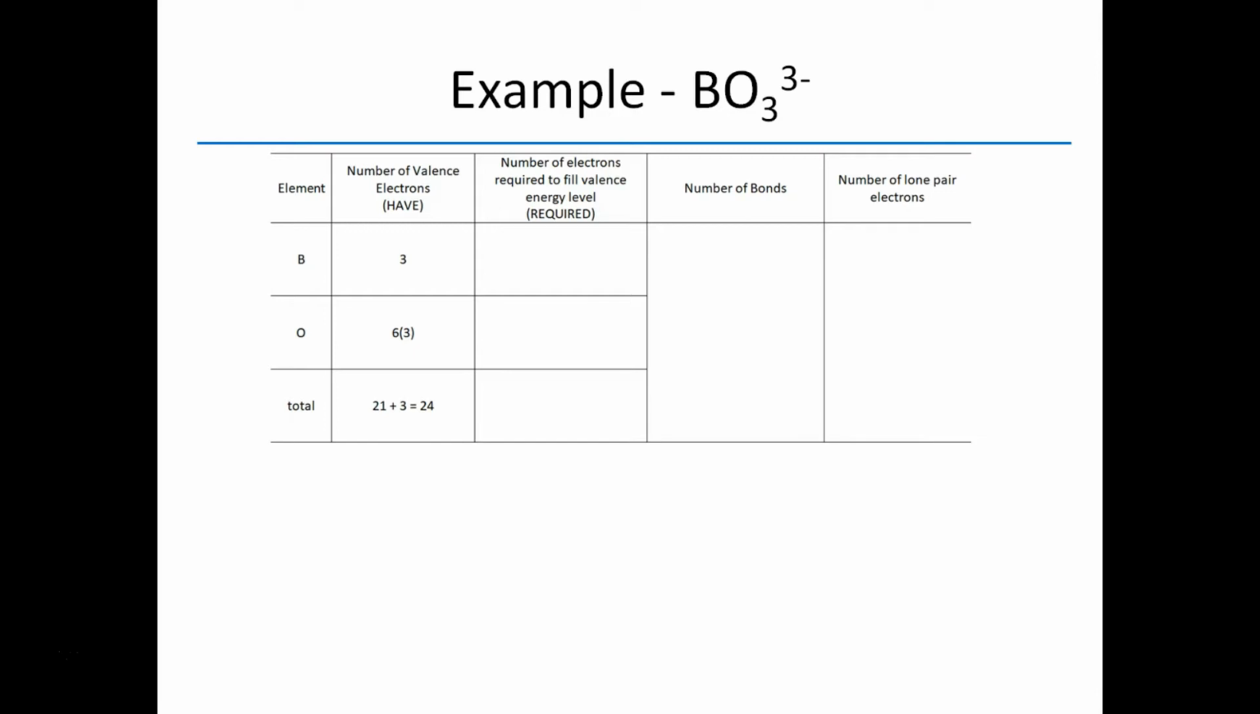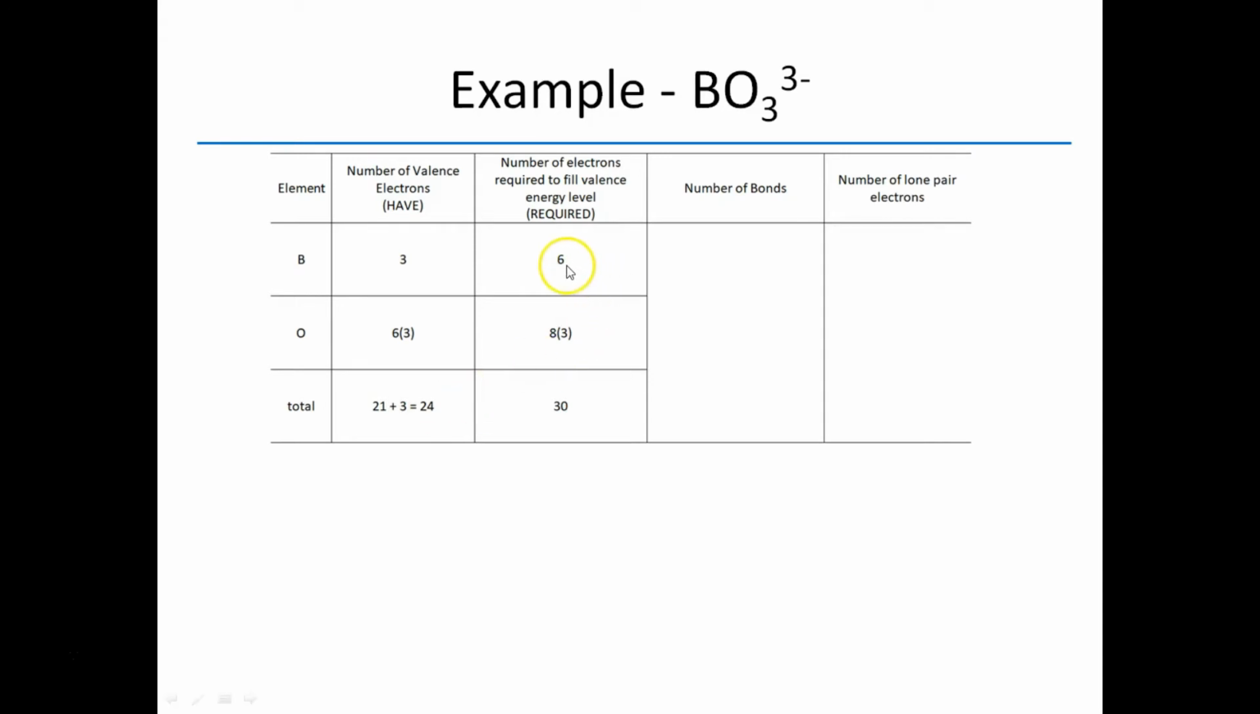Like we did before with the previous example, the first thing we'll do is use our chart just for a quick accounting so we know how many electrons we have and we have an idea of what's going on. And so boron, being in group 13, has 3 valence electrons. Oxygen, being in group 16, has 6, but there's 3 of them. So that gives me a total of 21. And then because this is a polyatomic ion with a charge of -3, I'm going to add 3 electrons, which means that I actually have 24 available.